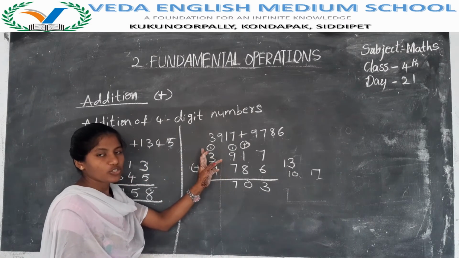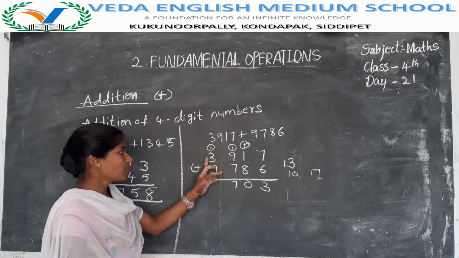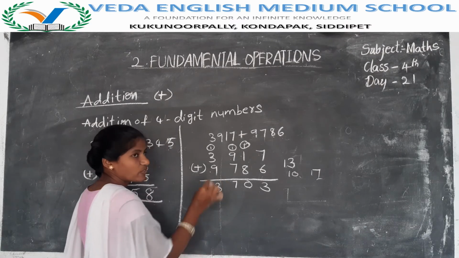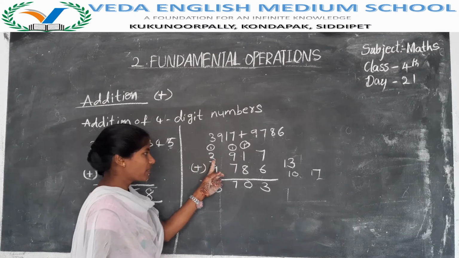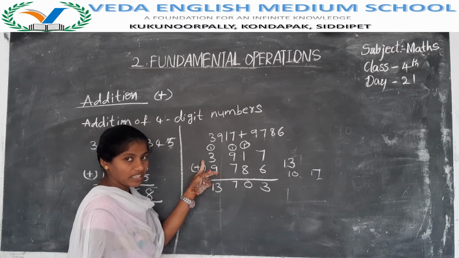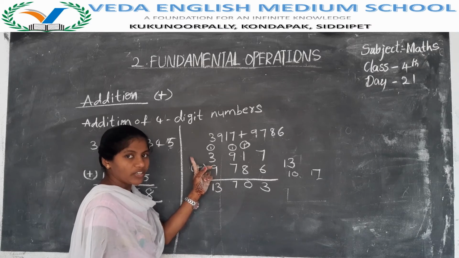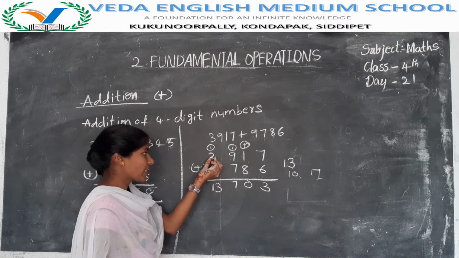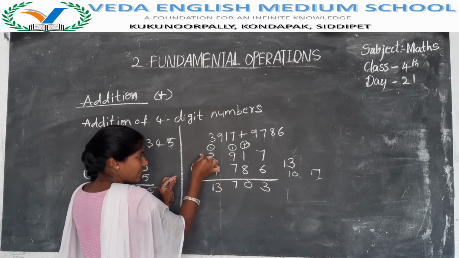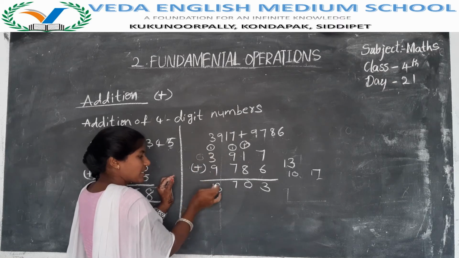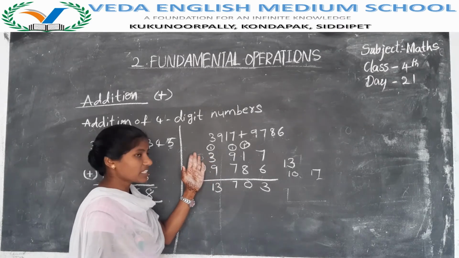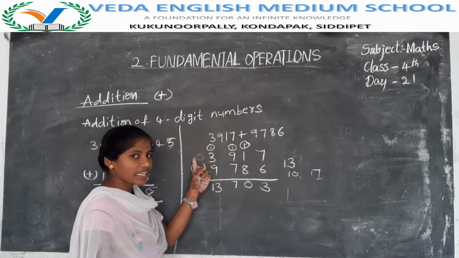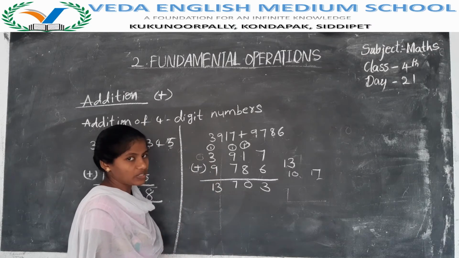Here the next number is 3, so 1 is carried to the 3. Now add these. 3 plus 1 is 4, 4 plus 9 is 13. Madam, here also a 2 digit number comes, so why are we writing 13 as it is? Because here we don't have any next number. If you have a next number, then you have to write the carry. If you don't have a next number, then you have to write the 2 digit number as it is. Here there are no numbers to carry to, so you have to write the 13 as it is. Understand? Only if there is a next number, write the carry. If there is no next number, write the 2 digit number as it is.